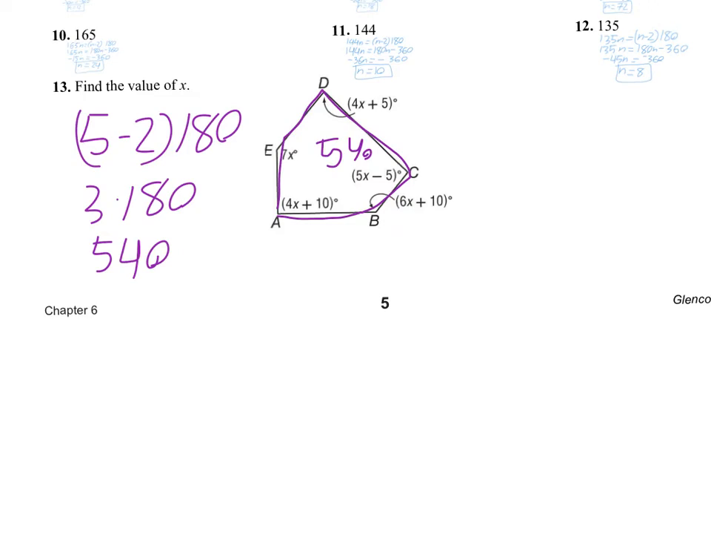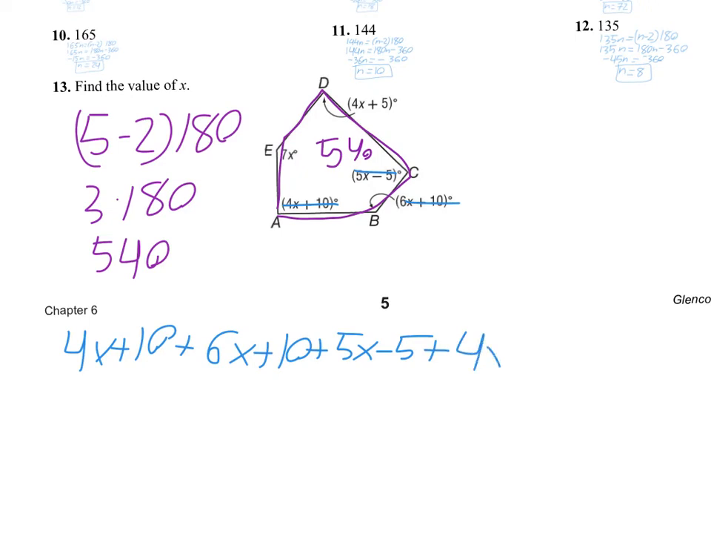This problem also gives us each of the angles in terms of x. So we're going to add them all up and set them equal to 540. Therefore, 4x plus 10 plus 6x plus 10 plus 5x minus 5 plus 4x plus 5 plus 7x must be equal to 540.